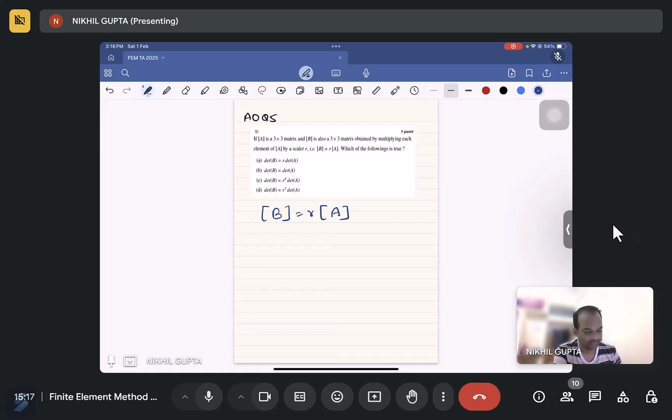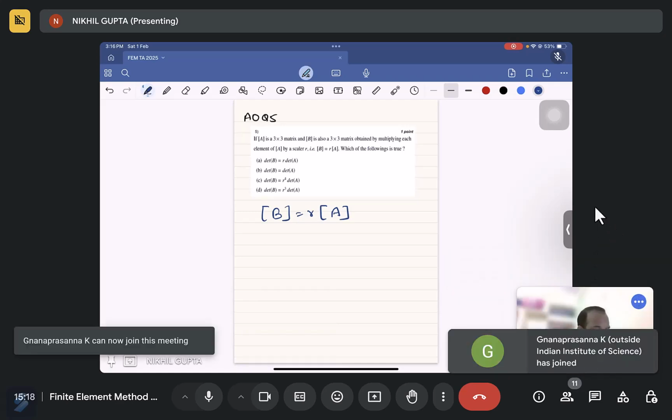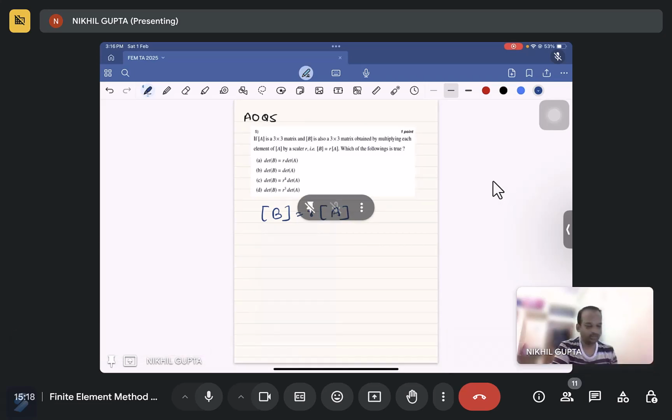Determinant of B is equal to determinant of A. Option B. Okay, you are saying option B. But what about R which is there? Where will it go? Sir, because it's a scalar, if a matrix is multiplied by a constant, the determinant remains the same. No. Okay. Anyone else who wants to try?